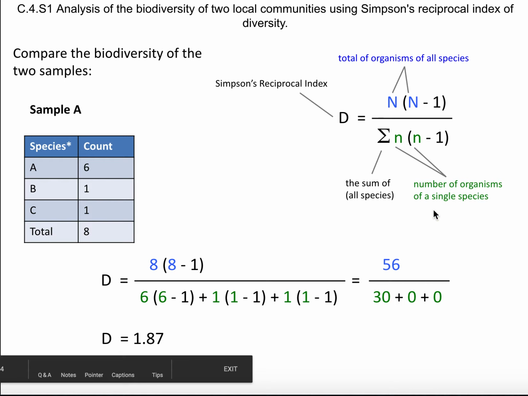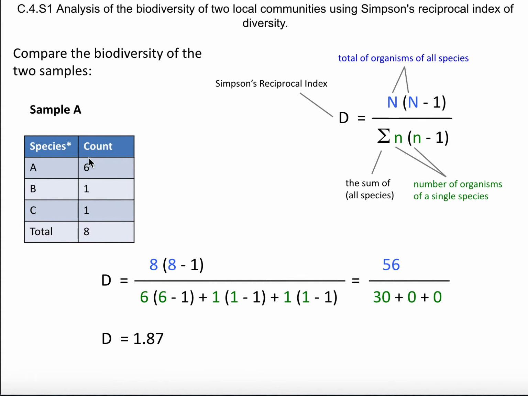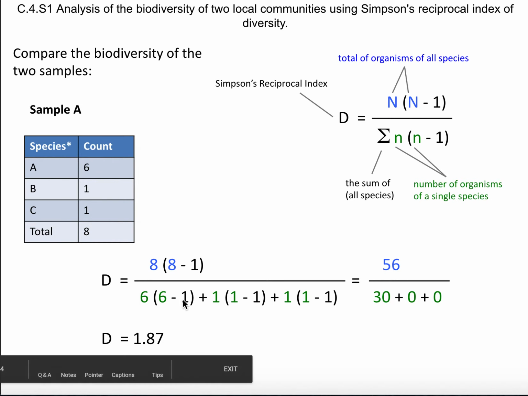Remember, little n represents the number of organisms of a single species. Here we have 6 of this single species. So it's going to be 6 minus 1, which is 5, times the little n again, which in this case was 6. So here we're going to have 30. Then you can see 30 here.